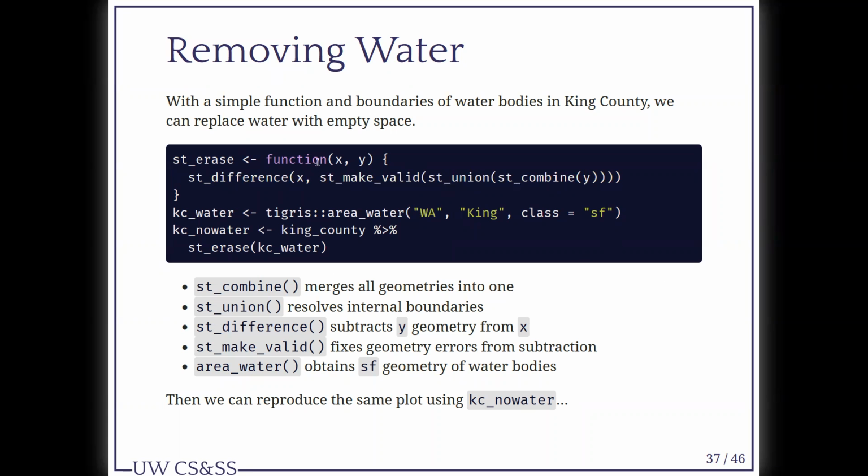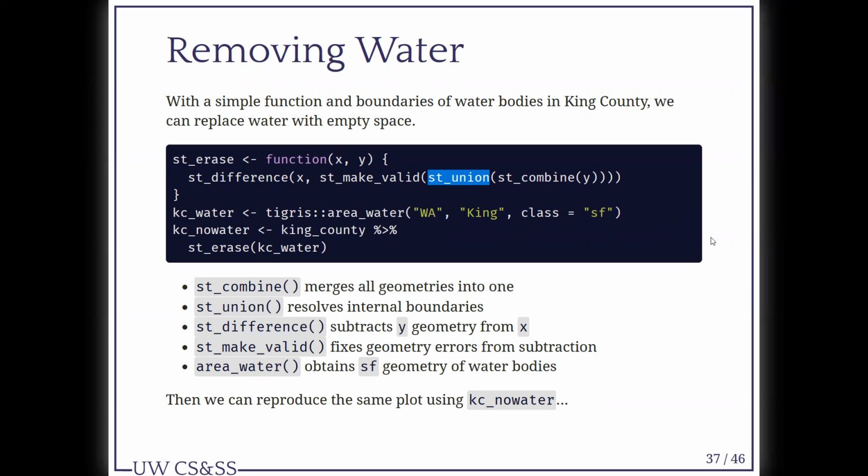It's going to take an x and y argument. The x is going to go here, and st_difference will subtract the geometry of one thing from another. And then let's look inside here. st_combine merges all the geometries into one. So it takes all the things that are in our y column and then makes them all just one big block geometry. The st_union function resolves internal boundaries.